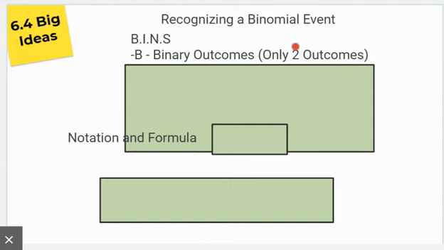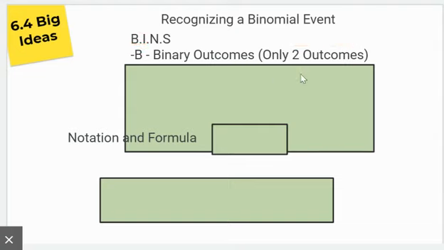I don't have them listed on here, but you guys can write them into your notes. The two outcomes are called a success and a failure. So if you're reading a question and it's obvious that there are only two outcomes, the success and a failure, then there's a pretty good chance you're going to be working with binomials. So B stands for binary outcomes, two outcomes, a success and a failure.